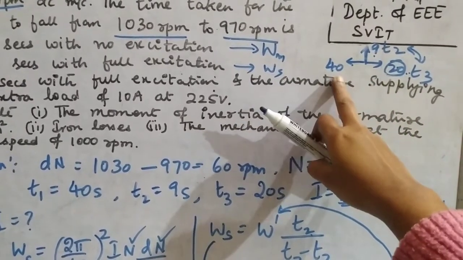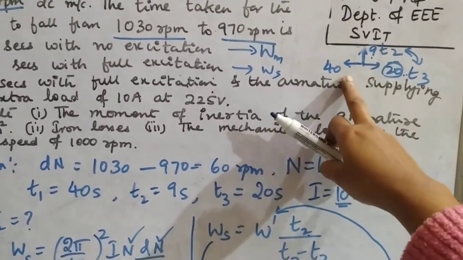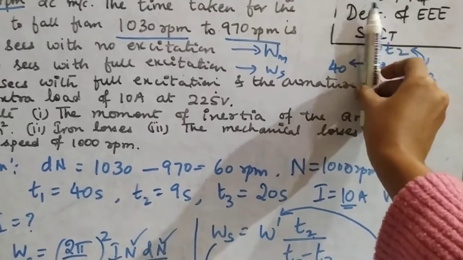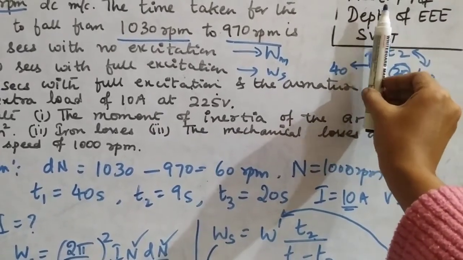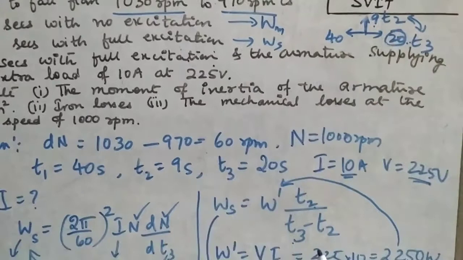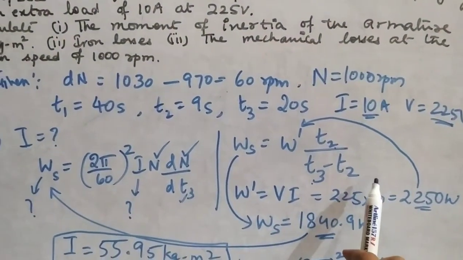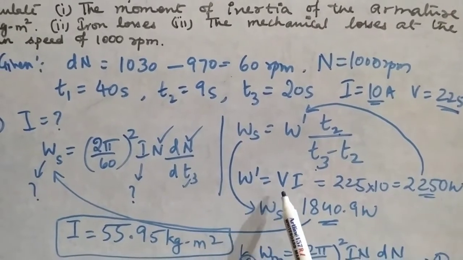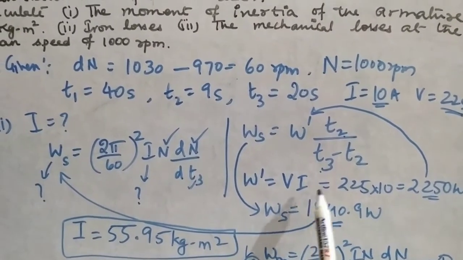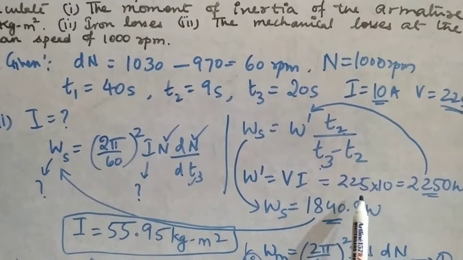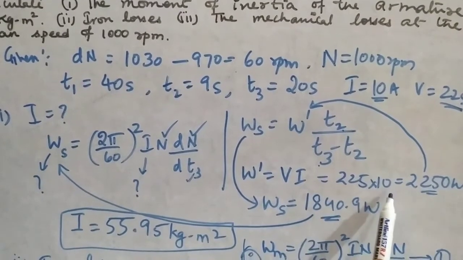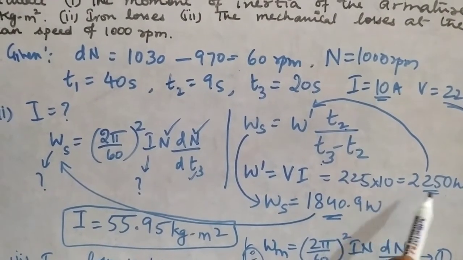That is what we discussed in the previous session. Now in this session, the 9 second extra thing they have given here, so I have to take a difference between these two. Therefore we will get W dash into t2 divided by t3 minus t2. In that, W dash is nothing but the power absorbed, that is V into I. So that is 225 volts and 10 amperes of an extra load, so that we have to solve.